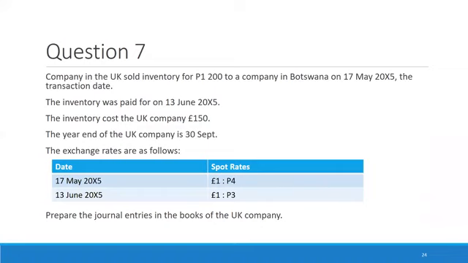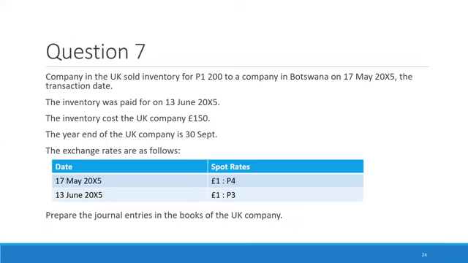The exchange rates are as follows. We're given the exchange rate for the transaction date being the 17th of May, and then we're given the exchange rate for the settlement date, which is the 13th of June. We are required to prepare the journal entries in the books of the UK company. So the UK company was the one that was in fact making the sale.